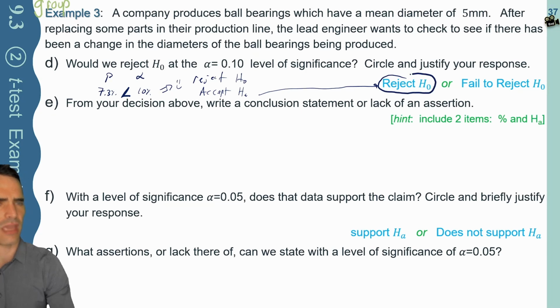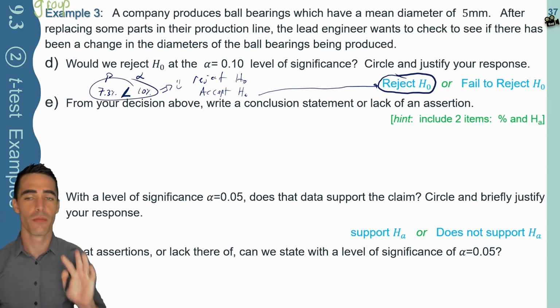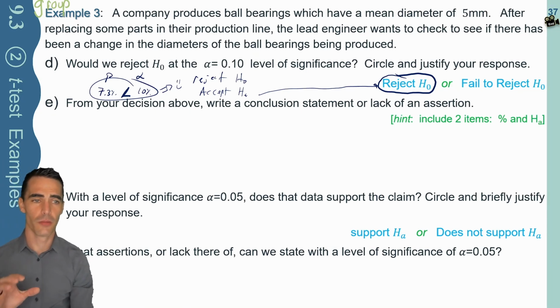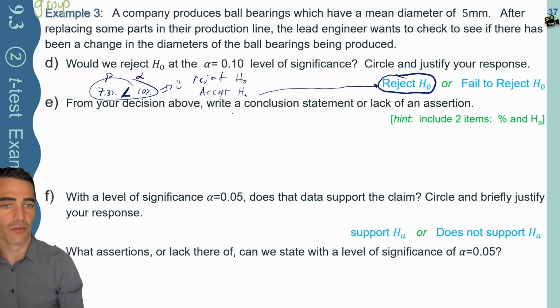Fantastic. And again, if they're asking, hey, what's your reasoning? How do you know that? Boop. It's right there, just in that comparison. But here, to really get into producing a statement from your decision above, write a conclusion statement or lack thereof. Again, the whole reason we have these two is a little hint that if you fail to reject, there's not really a strong assertion you can make.